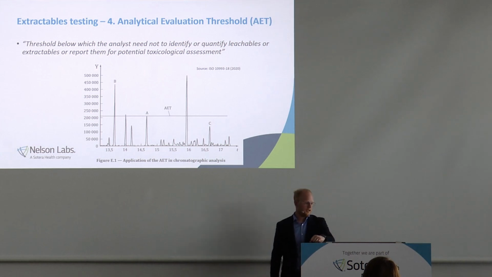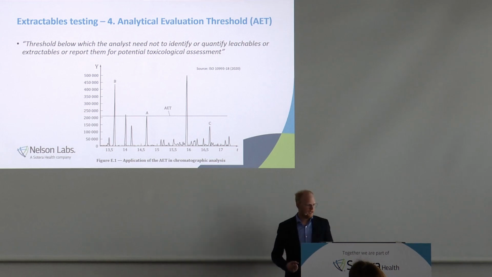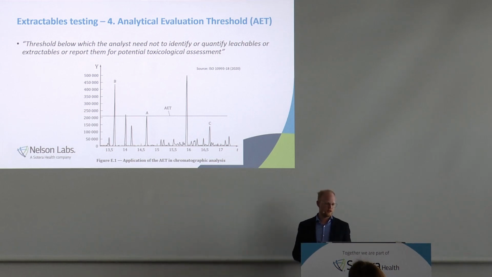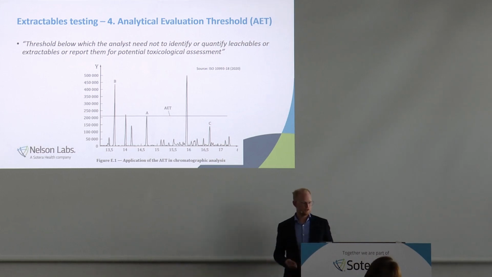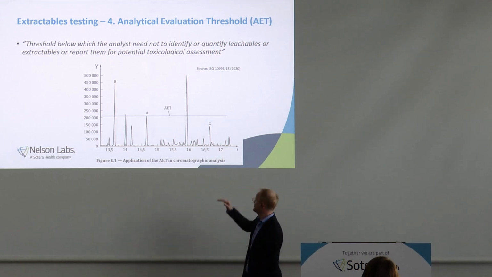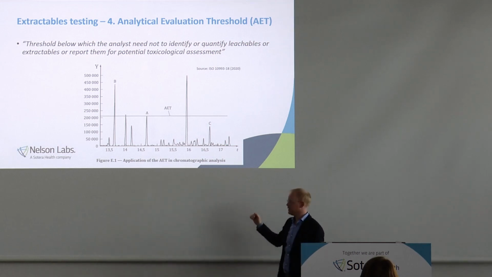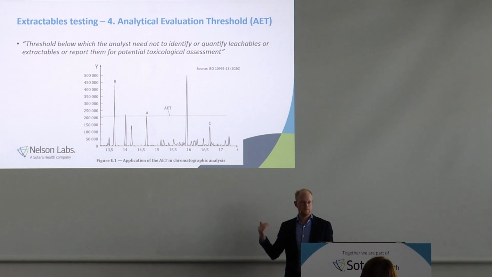The definition is the threshold below which the analyst, so the person working in the lab, need not identify or quantify the leachables or extractables or report them for potential toxicological assessment. So basically that AET concept, the threshold, is a horizontal line, and how high or how low you place that horizontal line on the chromatogram determines whether the peaks above it should be reported or not.